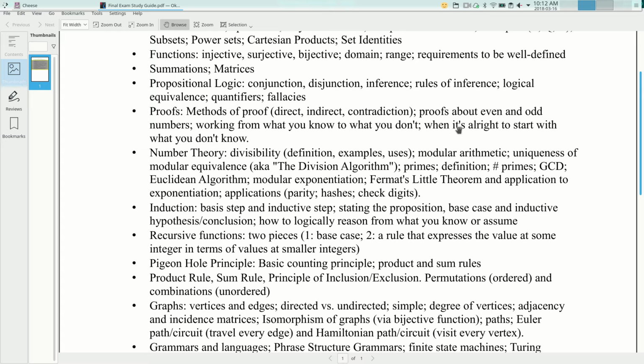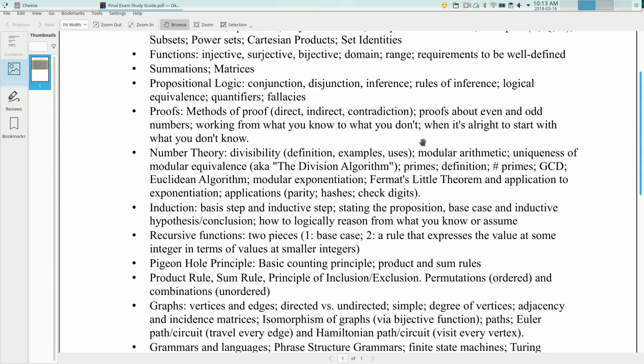All right. So working from what you know to what you don't know. When it's all right to start with what you don't know is like a proof by contradiction. All right, number theory. Even and odd numbers are good fodder for proof questions, right? Because we started with those, and you'll probably see some of those.